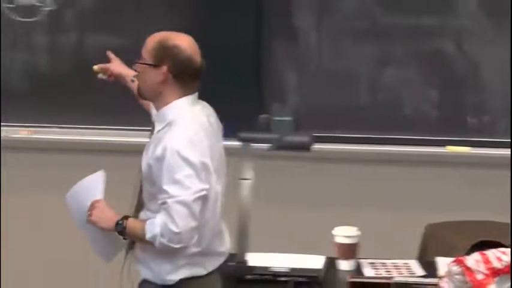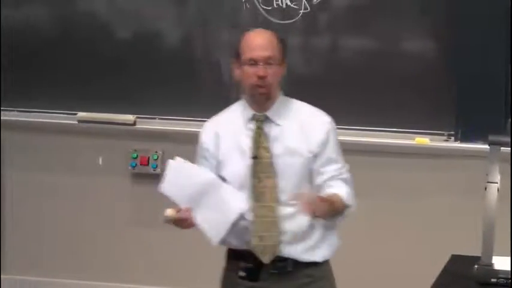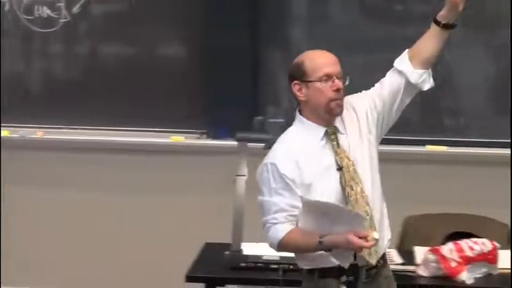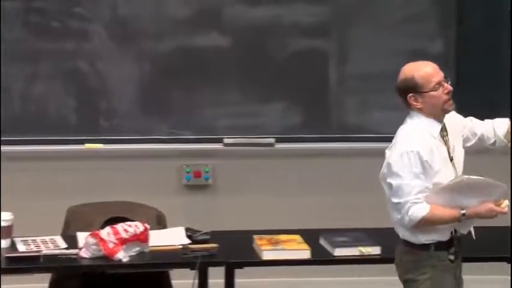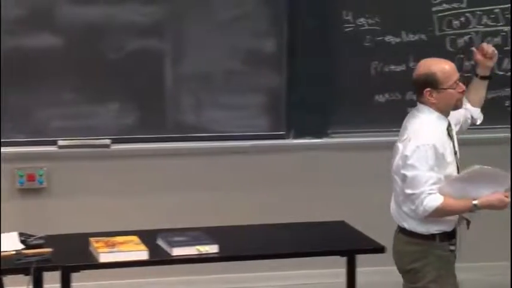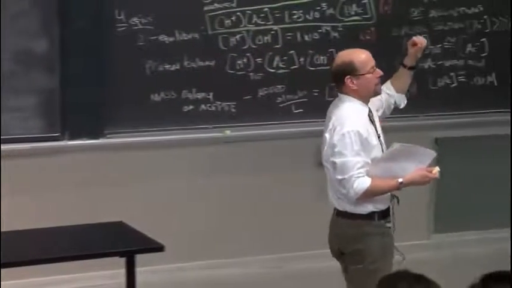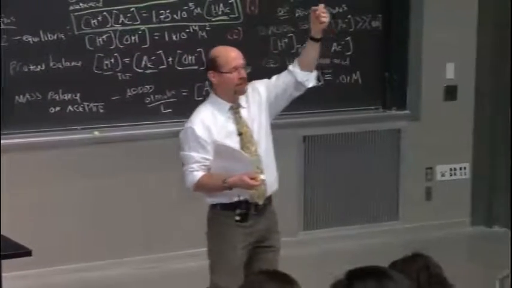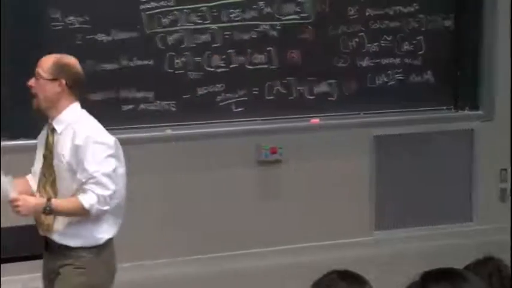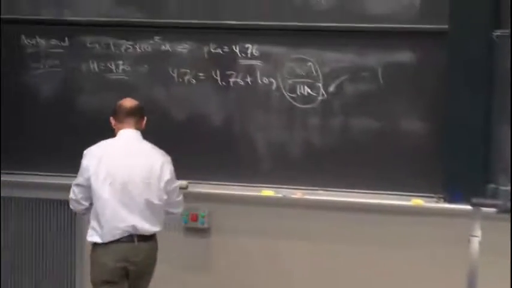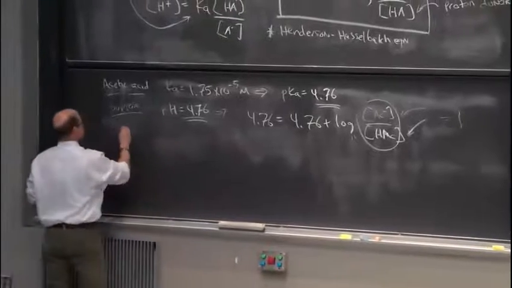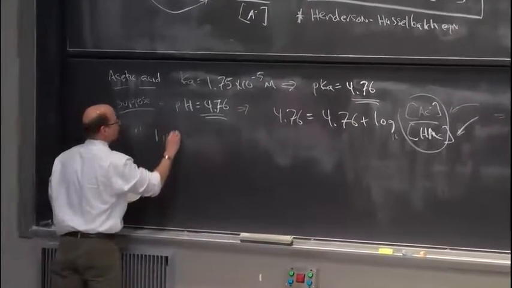If the total amount of acetic acid in the solution is 1 molar, then I have half a molar of acetic acid and half a molar of the acetate anion. If the solution is 10 millimolar, then I have 5 millimolar of the undissociated acid and 5 millimolar of the acetate anion.